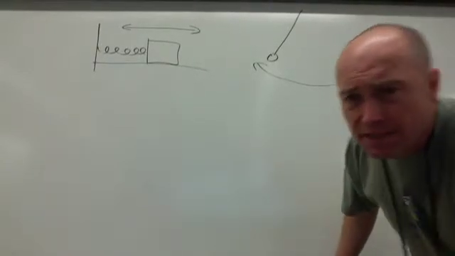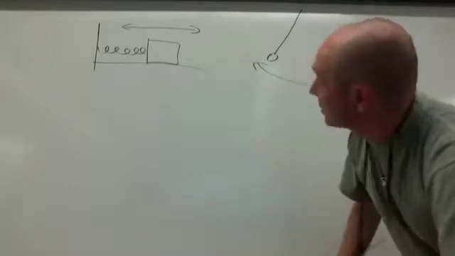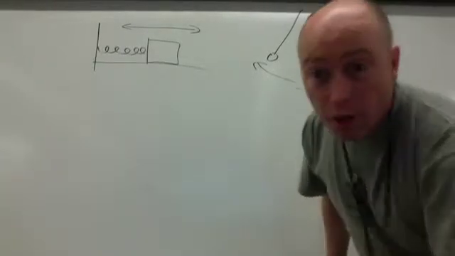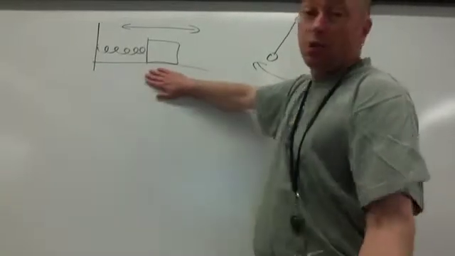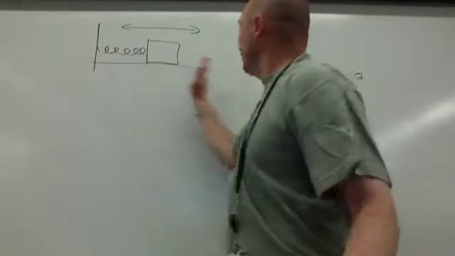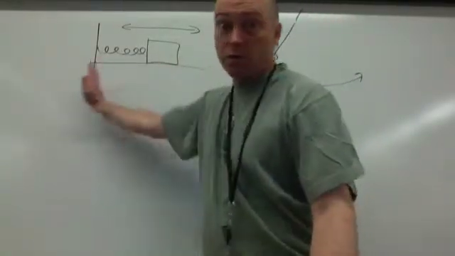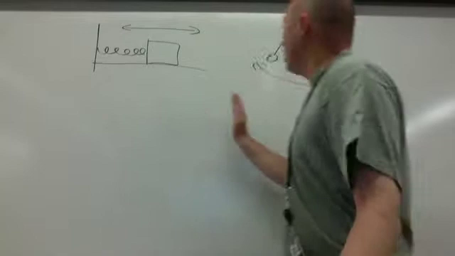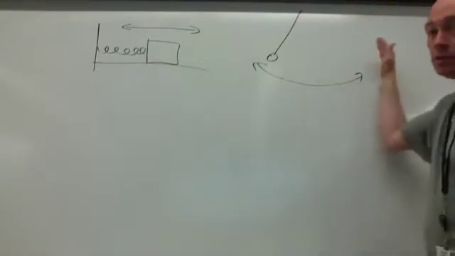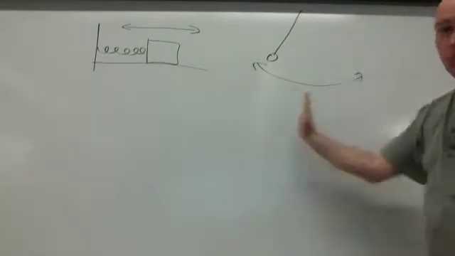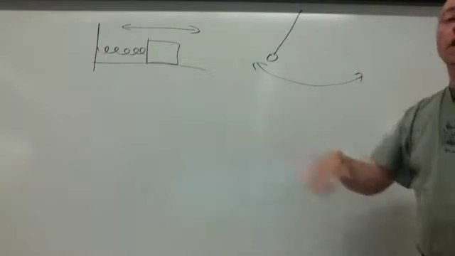There are two basic types of simple harmonic motion that you're going to be expected to know about. One would be something like this, where you have a mass on a spring moving back and forth, or you have a pendulum swinging back and forth, back and forth.